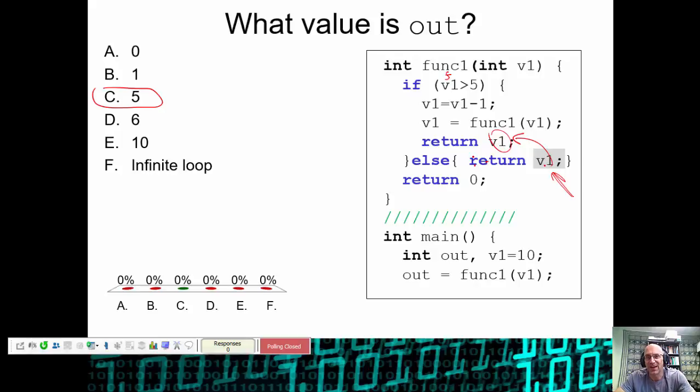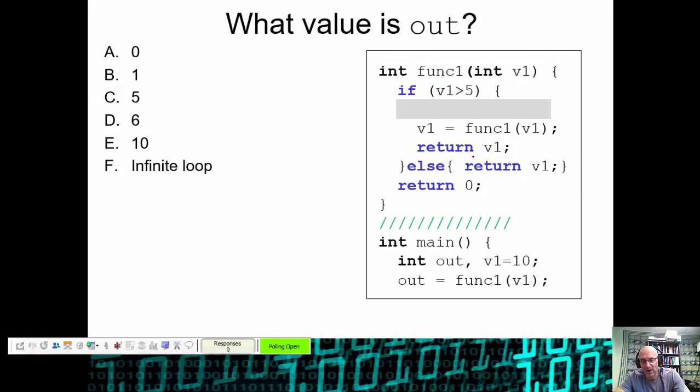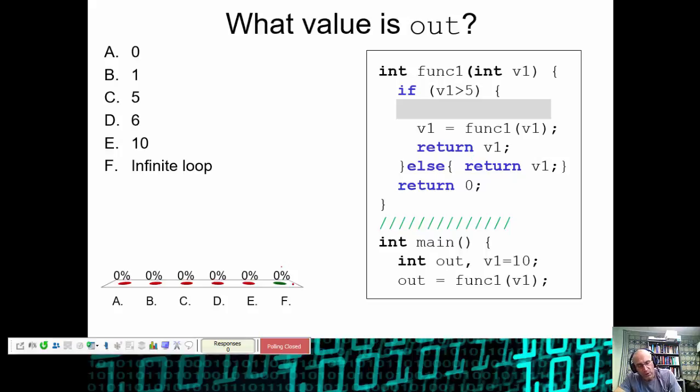All right, one last one. If you can get this one as well, then you should be in a good way. What I've done is I've removed that statement right there in the gray block. Well, the correct answer to this is F. This is actually an infinite loop. What I removed was where I was taking V1 and subtracting 1 from itself. So I was saying V1 is V1 minus 1. So now V1 never changes.